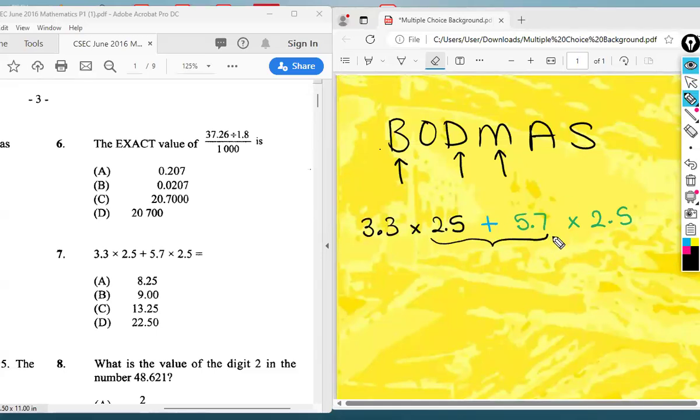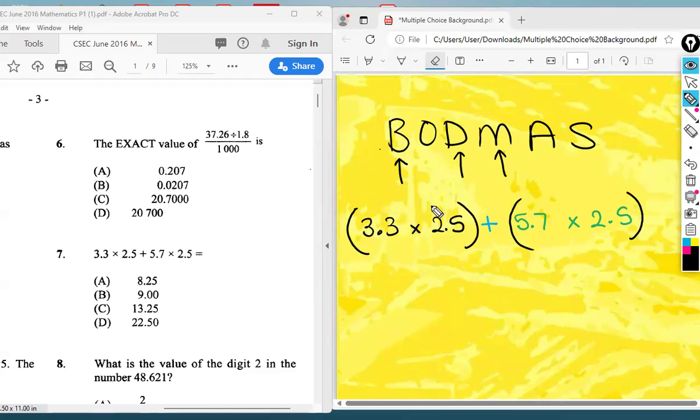Let me just do the addition part and get that out of the way. And then when we add these two, whatever we get, multiplied by 3.3 and 2.5. But that's the exact trick the examiner is playing on you, right? You have to do the multiplications part, these two being multiplied, and the two greens being multiplied. You cannot deal with that addition as yet.